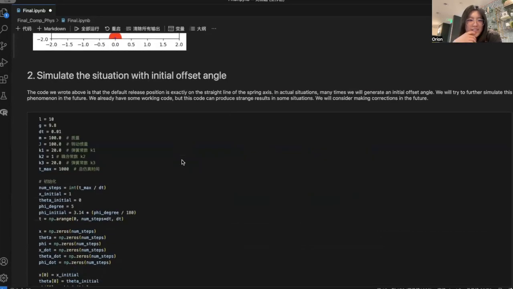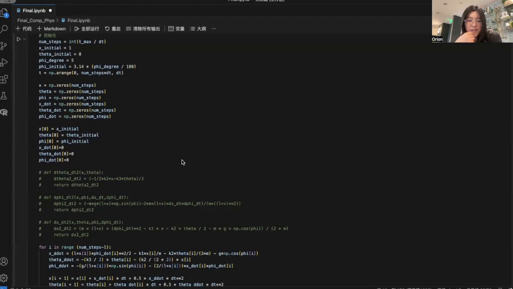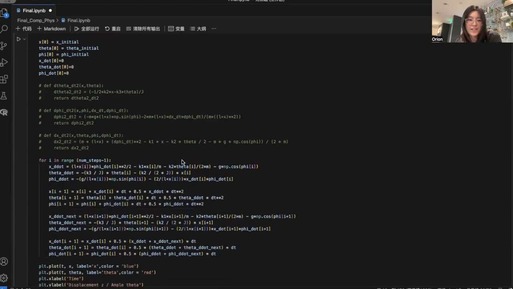The second one is we want to consider the initial non-zero polar angle phi. If phi is non-zero, then we include a kinetic energy term and a potential energy term in the Lagrangian of the system, so we can solve the Euler-Lagrange equations. There are three of them. And we also use the same Verlet method to compute the three functions of displacement, theta and phi.